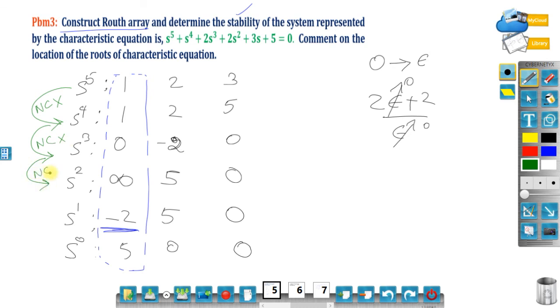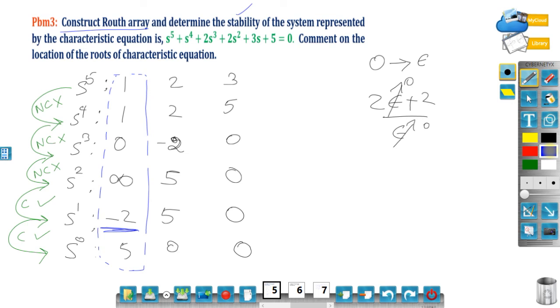This is positive infinity, right? No changes. And then S2 to S1, yes, there is a change from positive infinity to minus 2. There will be a change, so put a tick mark, right? And S1 to S0, yes, of course, there is a transition from minus to plus. Okay, you have to find these things, right? Now count the number of sign changes. Okay, that is equivalent to the poles present in the right side of the S-plane.